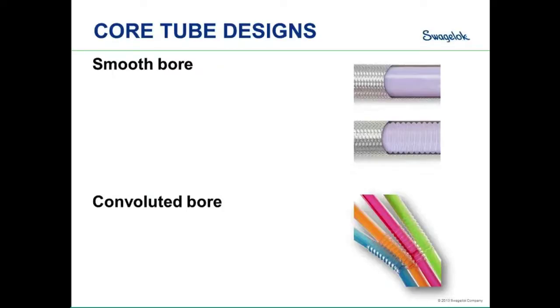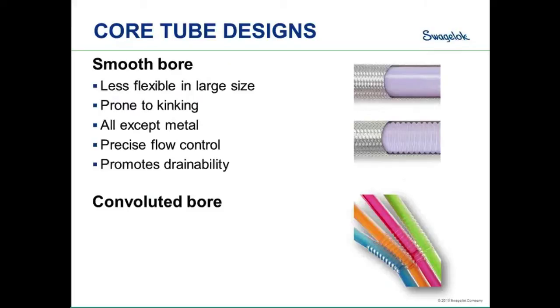So now that we've gone through the different types of core tubes, let's look at the different designs. And I think a really nice, easy comparison would be drinking straws. When you think about a flexible drinking straw, there's the smooth part and there's the convoluted part. So let's first take a look at the smooth part. In the smooth area, as it relates to a hose, they're less flexible because of the design. As a result, they're prone to kinking.